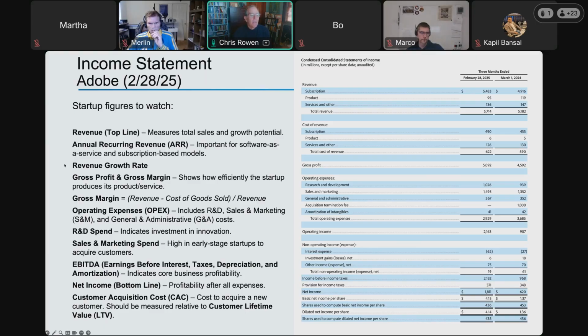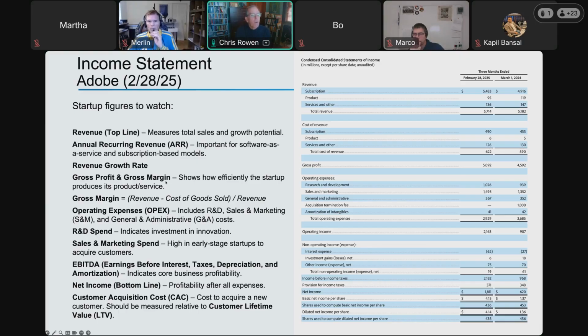So understanding why is it growing? Was there a one-time sale? Did you cut prices in half and you got a sudden burst of growth just because you made the rest of the financial model worse? Or was it because of real adoption, real enthusiasm?